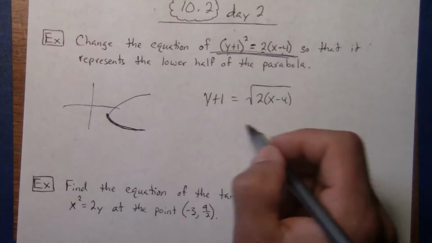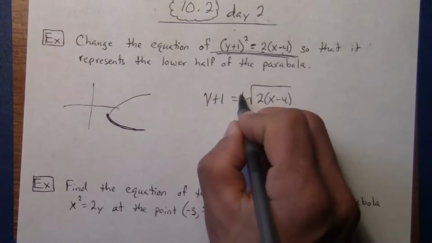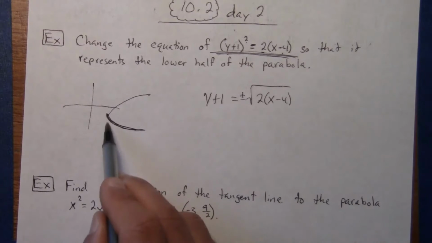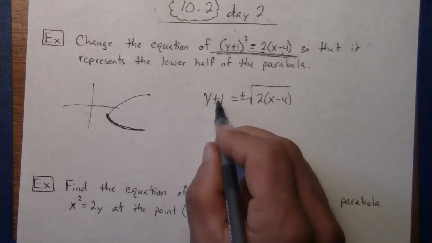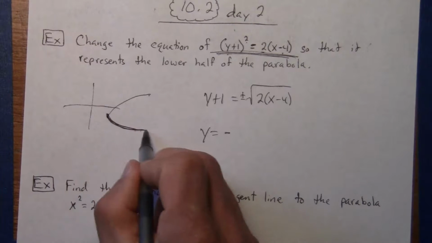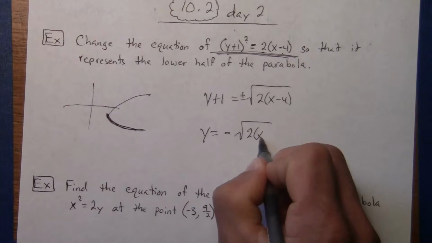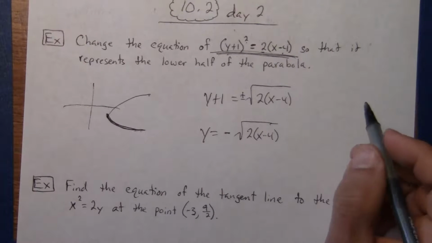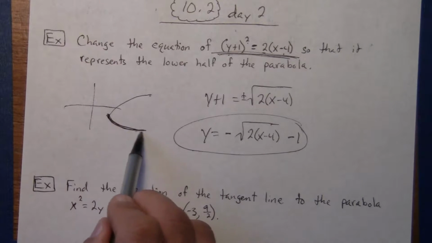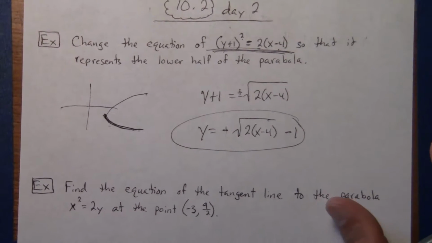And then you could go ahead and subtract 1. And remember, when you take the square root of something, you're supposed to have a plus or minus in front. Well, this is the plus part of it. This is the minus part of it. So when you subtract the 1, your final answer would be y is equal to negative, because you want the lower half, of the square root of, and you could distribute it if you wanted to, or you could just leave it as 2 times the quantity x minus 4 and then minus 1. That is the equation of the lower half. If you change that to plus, that would be the upper half. So that's what number 51 is looking for.